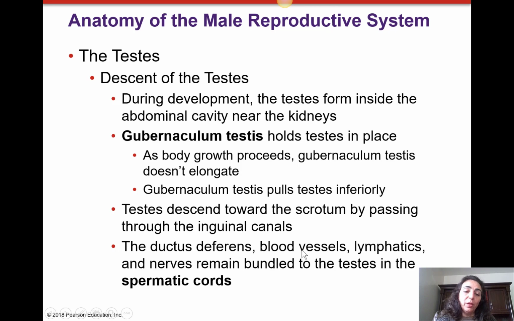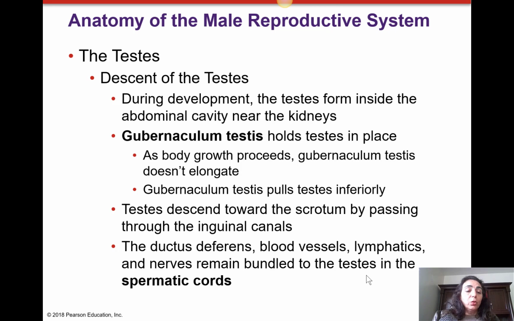And the ductus deferens, blood vessels, lymphatics, and the nerves, all the things that are related to the testes, remain bonded to the testes in the cord that we call a spermatic cord. So spermatic cord is all these structures that are related to the testes, and they are all coming down from the original position that is near the kidney, and then go all down, get to the outside of the body, inside of the scrotum. So pay attention right here that, as we mentioned in the urinary system too, the blood vessels of the testes also formed near the kidney.